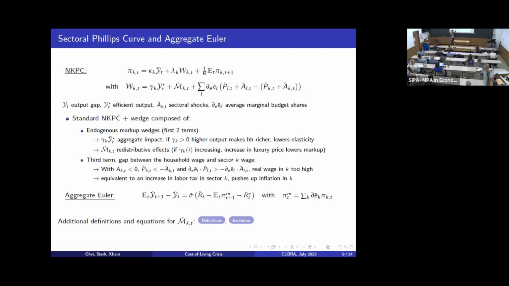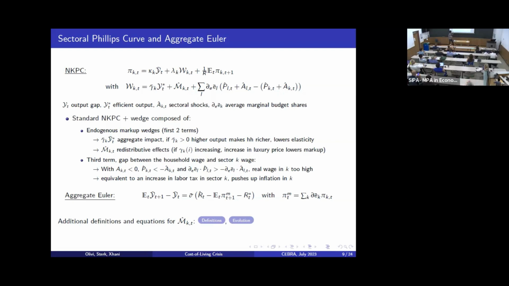The first two are basically the impact of the endogenous markup. So you can decompose the impact of the endogenous markup in two terms. The first term is the aggregate impact of the endogenous markup, with Y star being the efficient output. And basically, the idea is that if you have a negative shock, you're going to decrease the efficient output, you're going to decrease the income of everyone on average, and so you're going to decrease the markup as well through this superelasticity. The second term, M, is basically how the endogenous markup responds to the redistributive effect of shocks. Basically, the idea is in the case where you assume that the superelasticity is increasing in income, if you have a shock to the luxury sector, you're going to redistribute from people who have high superelasticity to people who have low superelasticity, you're going to decrease the markup even further.